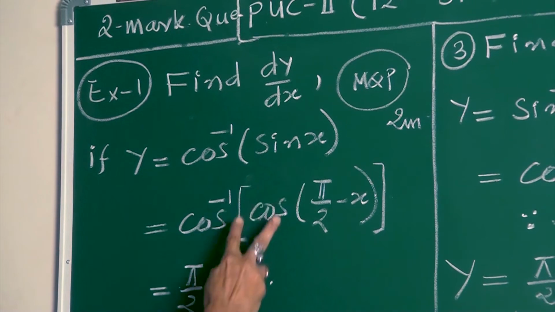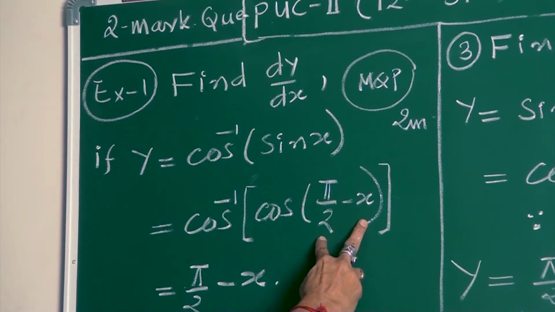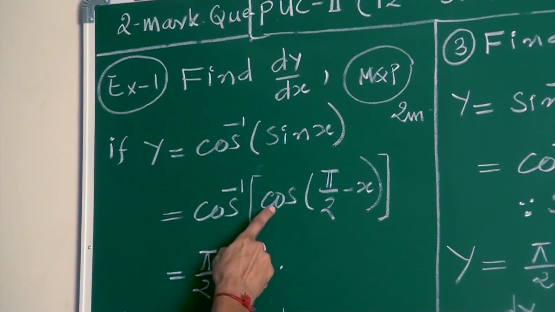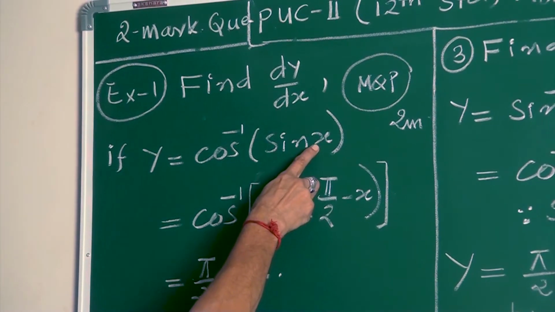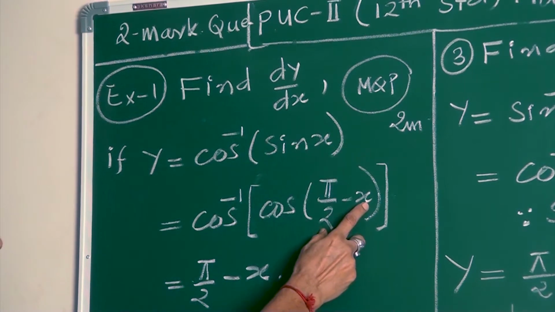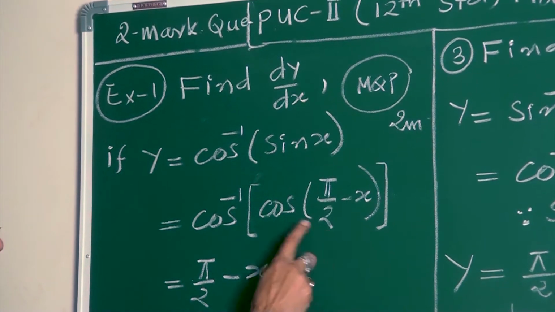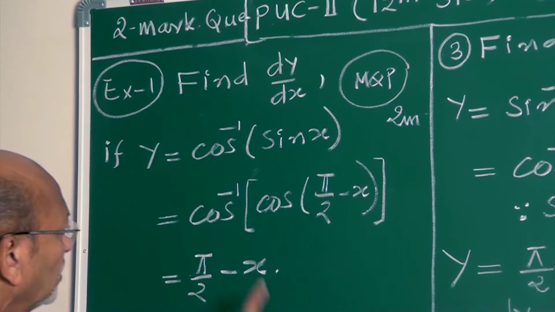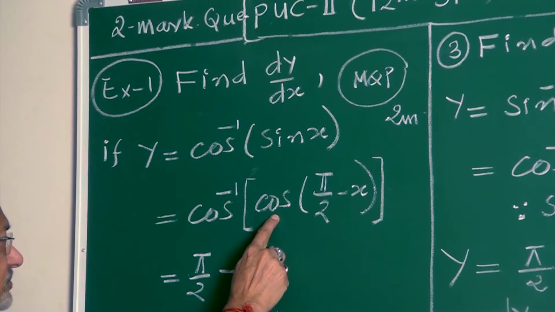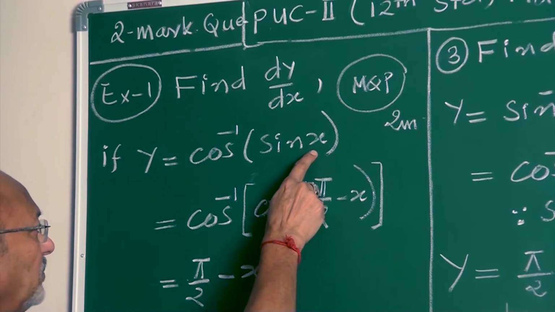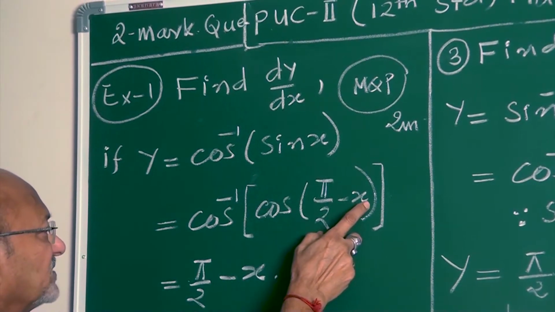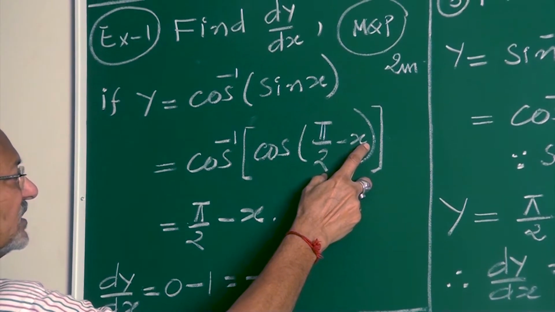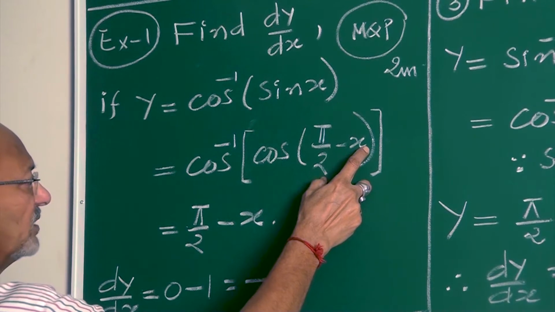This sin x can be written as what? Cos of (90 minus x), that is pi by 2 minus x. Allied angle formula: to change from sin to cos, remember, replace your angle by pi by 2 minus x. With pi by 2, sin changes to cos and cos changes to sin. Therefore, to change from sin to cos, replace the angle by pi by 2 minus x. Pi by 2 minus x is an angle that lies between 0 to pi.